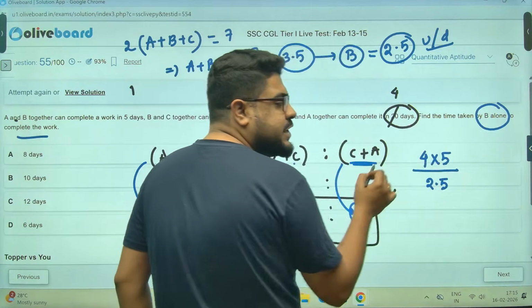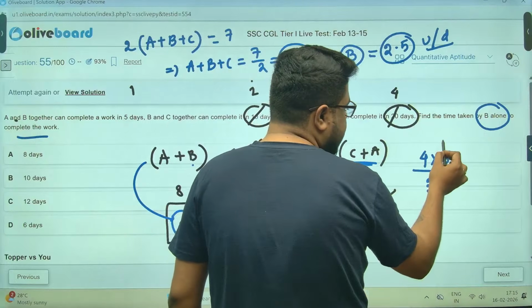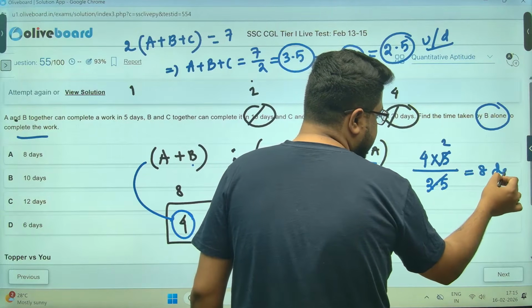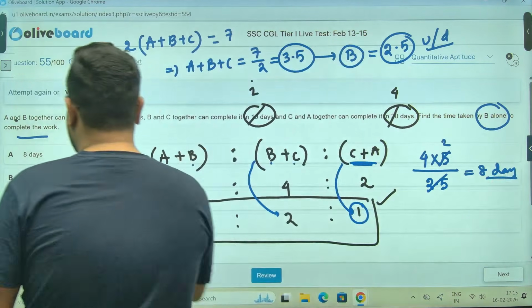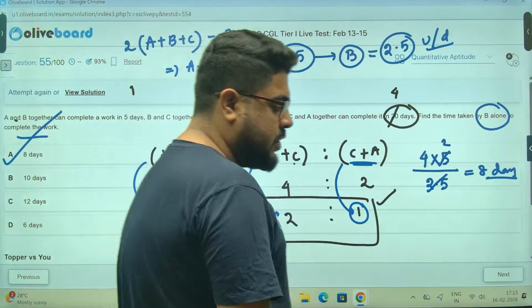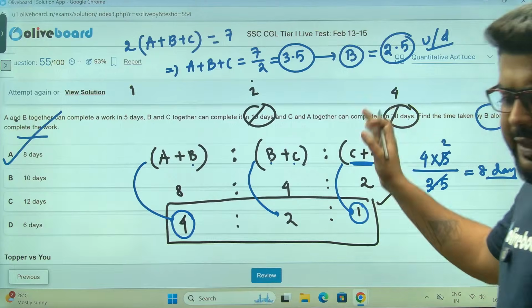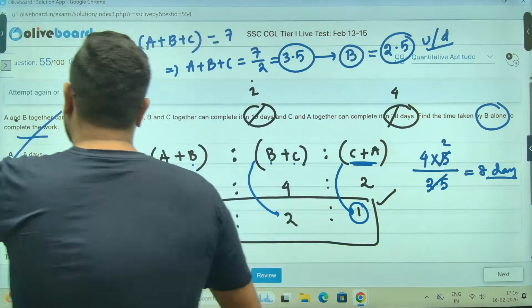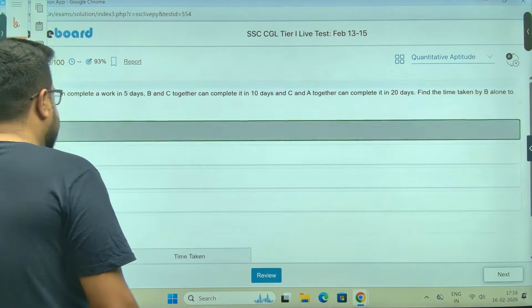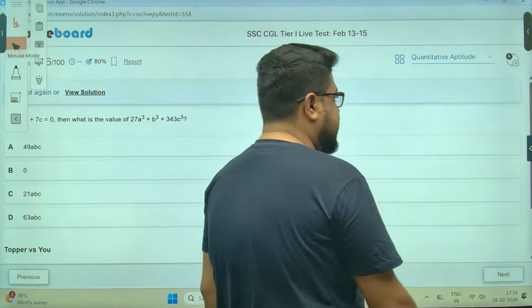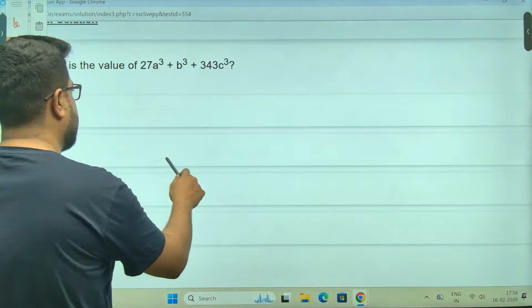B's efficiency is 2.5. So how many days will B take? Sir, 8 days. B will take 8 days, which is option A, sir. Most definitely option A. Simple question and a very famous, very popular question. Multiple times it has been asked in SSC, more than once.